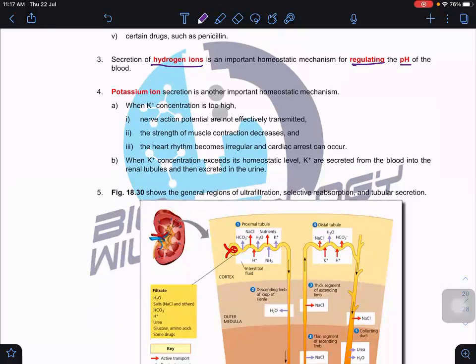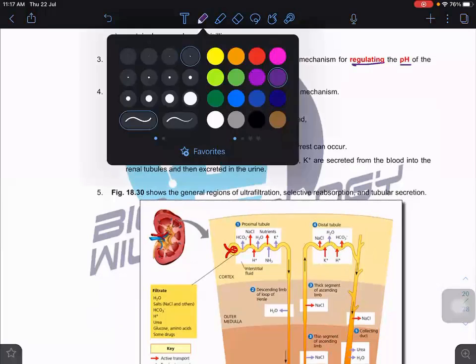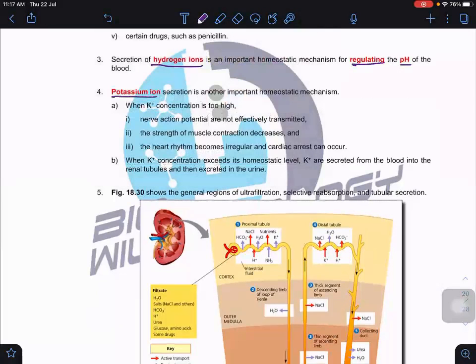Second one, what we need to know here is the potassium ions. So why are potassium ions so important? Because in the next topic, we will learn that potassium ions are involved in the nervous system, particularly the transmission of the action potential. So if the K plus ion concentration is not correct, it may cause problems. For example, nerve action potentials are not effectively transmitted.